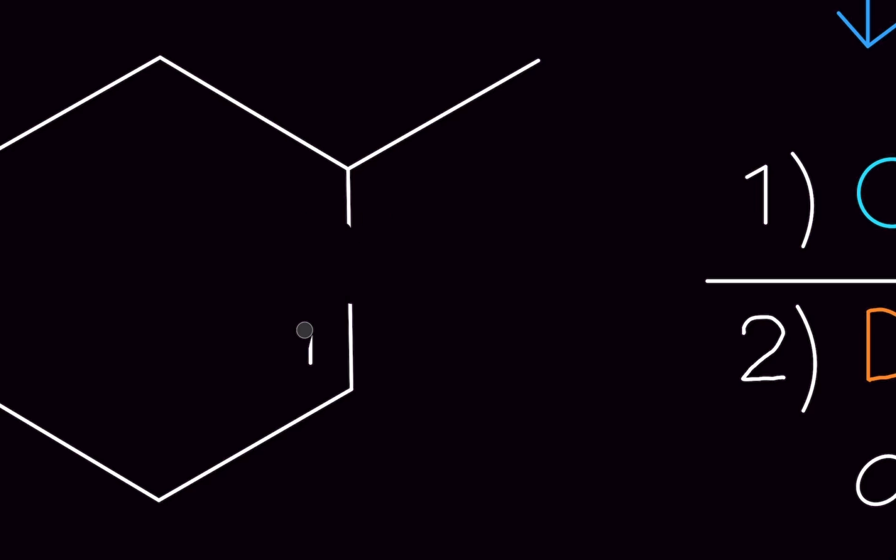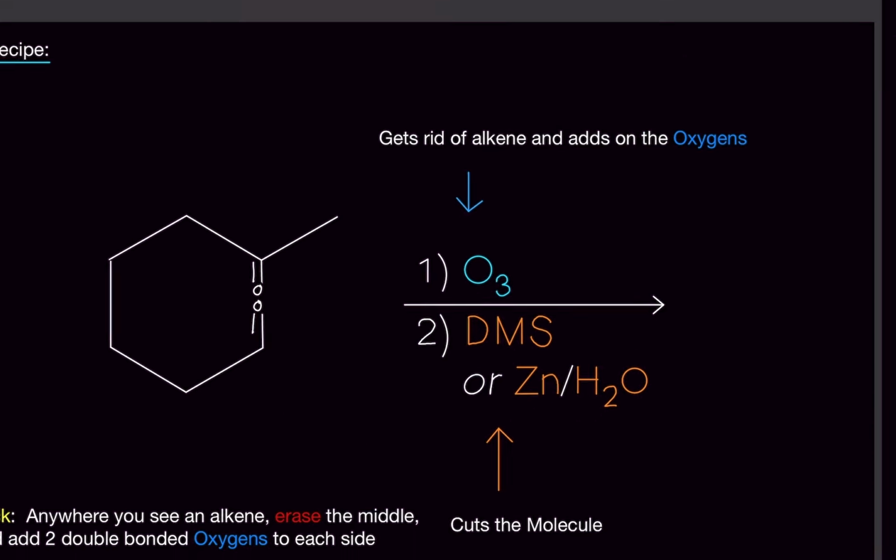Erase this, and then you're literally adding double bonded oxygens. Oops, that's too fat. Like that and like that. And now that will literally be the answer. That's the reaction. So that's how you do it.